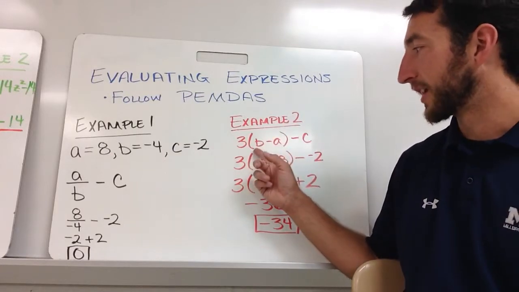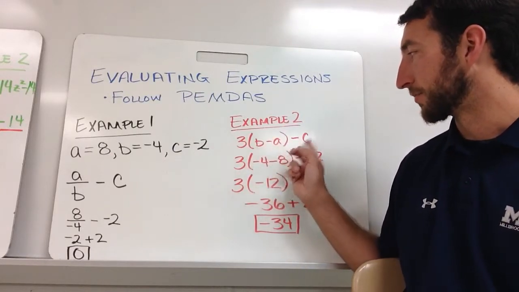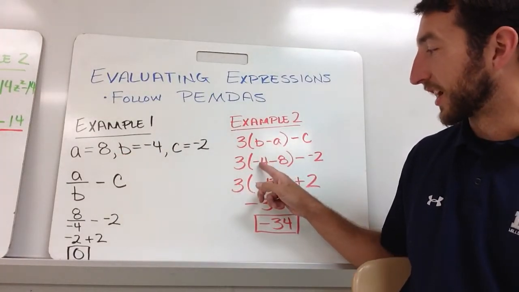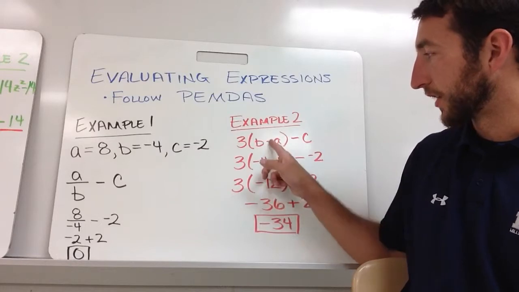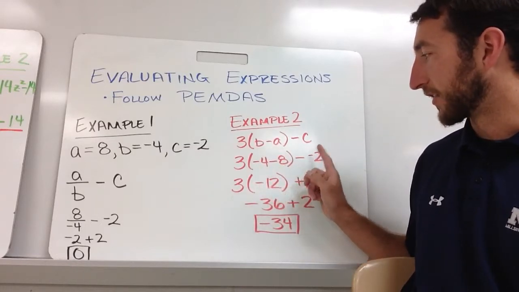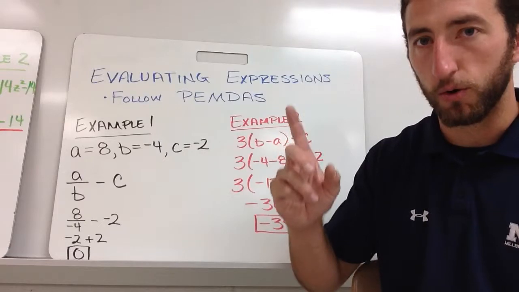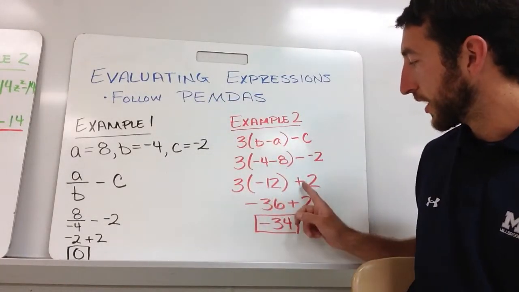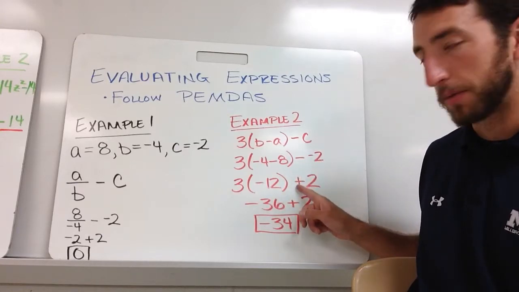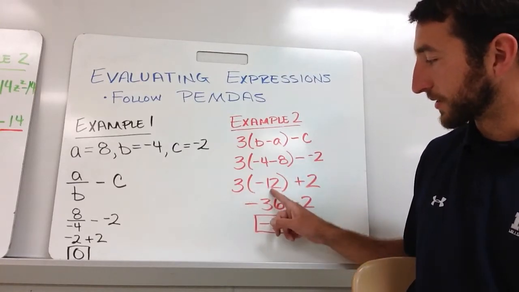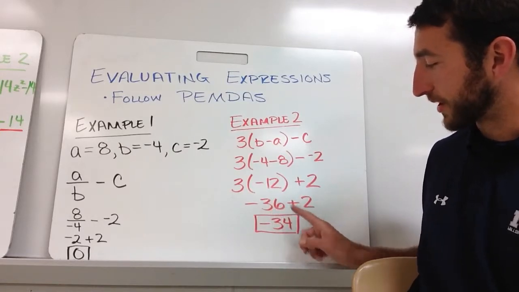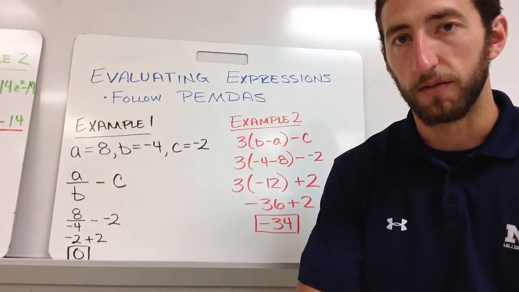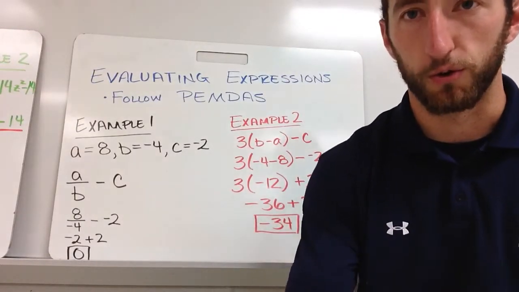Example 2: we've got 3 times b minus a in parentheses, minus c. I sub in the same numbers that I had here. b is negative 4, a is 8, I still have that minus there, minus a negative 2. Remember, I follow my order of operations, so I do parentheses first. It gives me negative 12. Remember, minus a negative makes it positive. So I do 3 times negative 12, that gives me negative 36. I still have the plus 2, and negative 36 plus 2 gives me negative 34. And that is evaluating expressions. Please make sure you follow your order of operations.